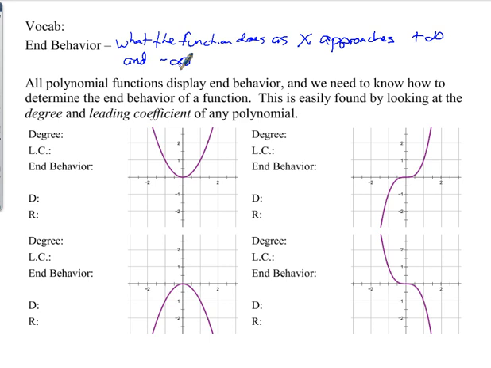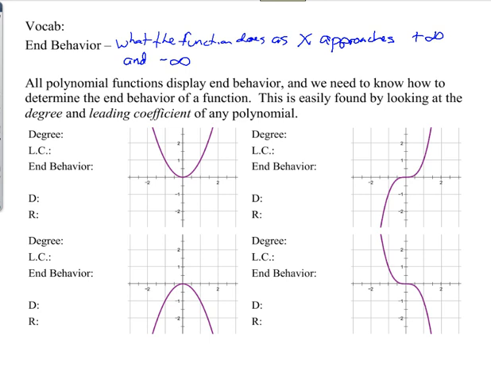Is infinity a number? It's like a state of mind. It's not really a number. It just means as we grow, positive infinity would be forever going this way, and negative infinity would be forever going this way. So as the function goes out into enormous numbers in either direction, how does the polynomial behave?